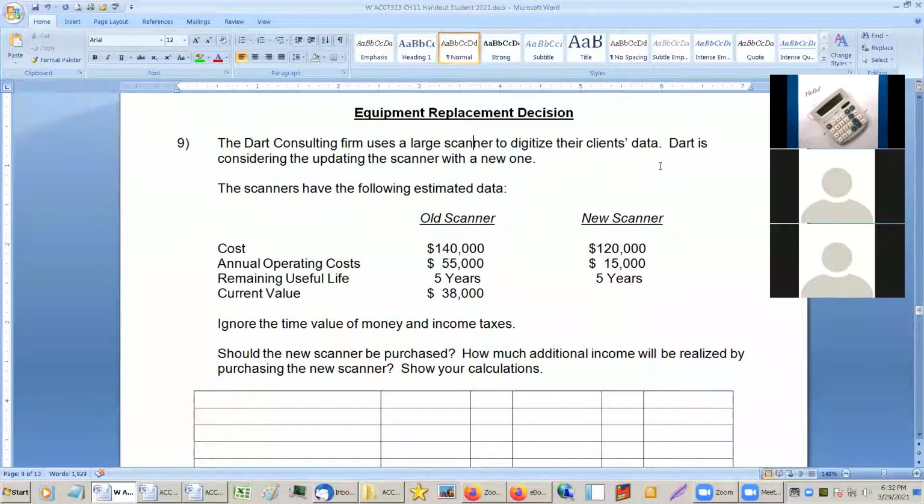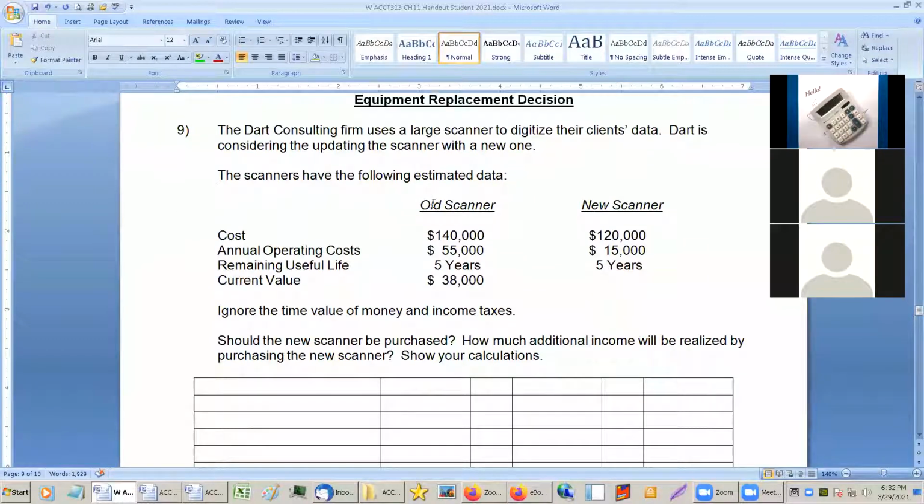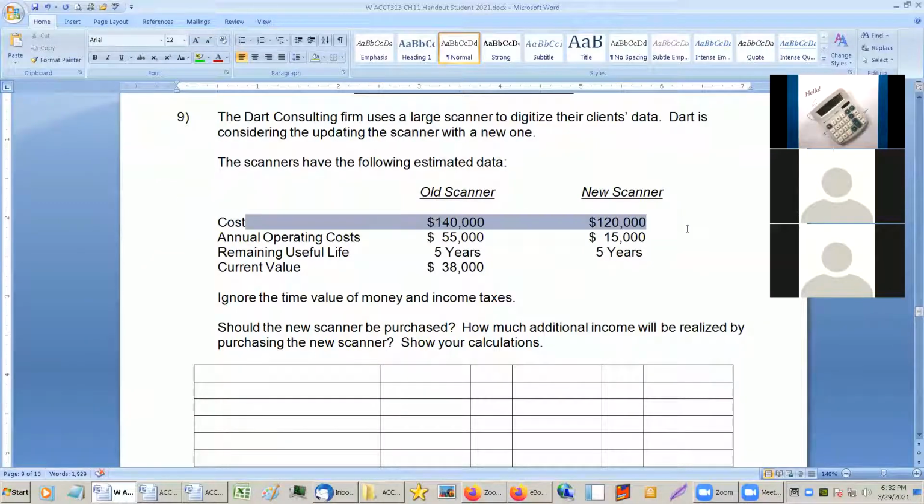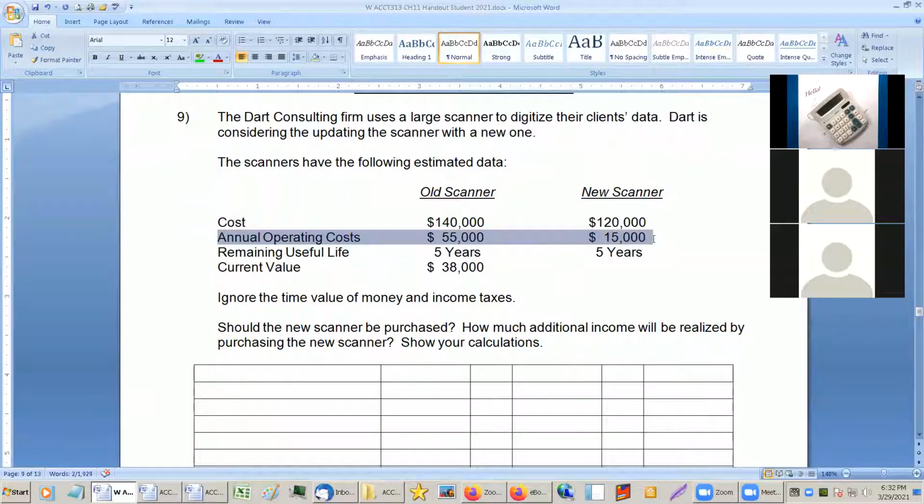So I use a large scanner to digitize guys' data, considering updating it to a new one. Okay, so here's the old scanner, here's the new scanner. So it's still for 5 years. Now this is a little bit interesting. They're going to have you calculate the operating cost savings. So the operating cost for the old scanner is $55,000. For the new scanner, it's $15,000. So how much are they going to save?